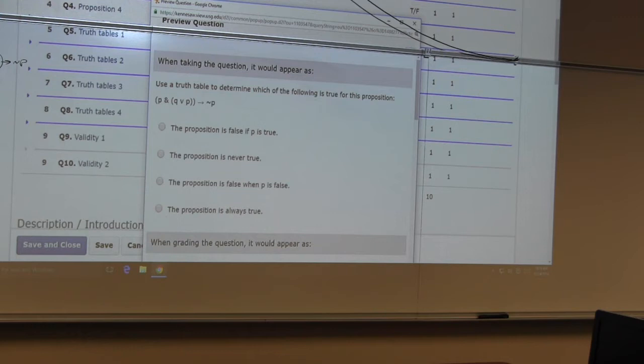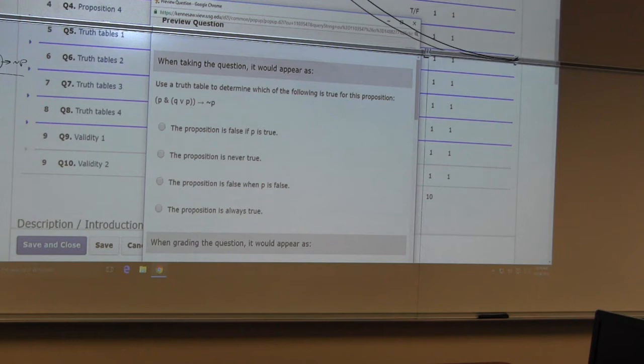Now, we're looking at this statement implying not P. Here's my not P column. And remember that an if statement is false when this is true, implying a false. So let's look at it. Here we have true implying false. Right away, we've got a false situation. True implying false, again, is false. False implying true, that's okay. And false implying true, that's okay.